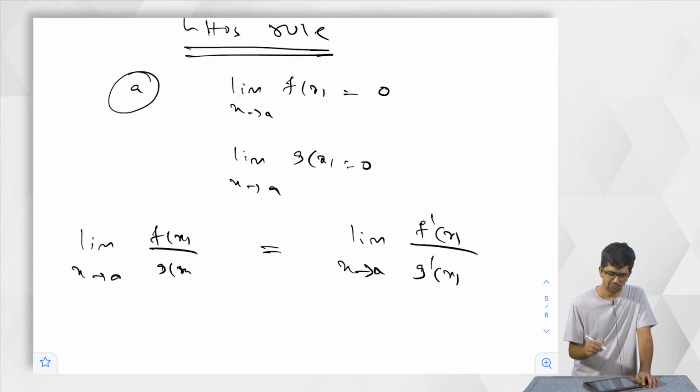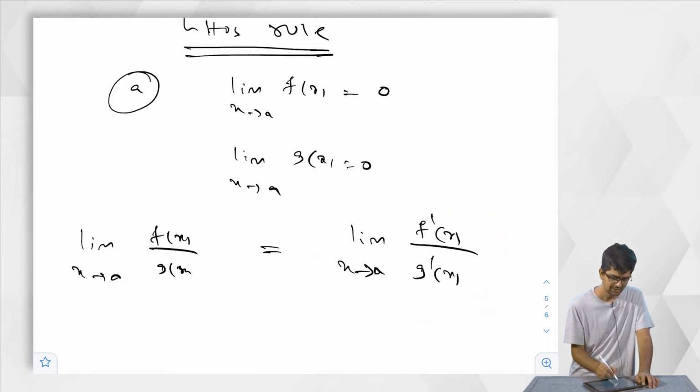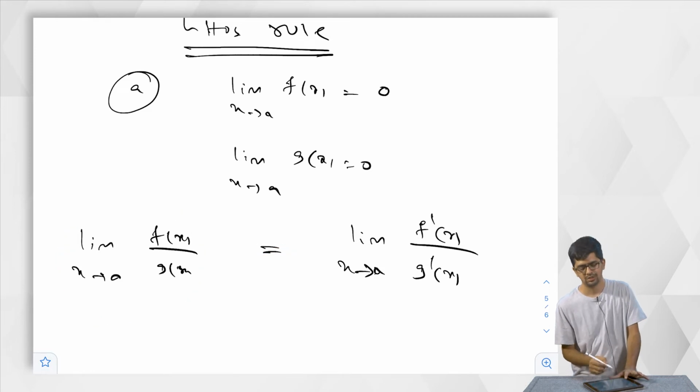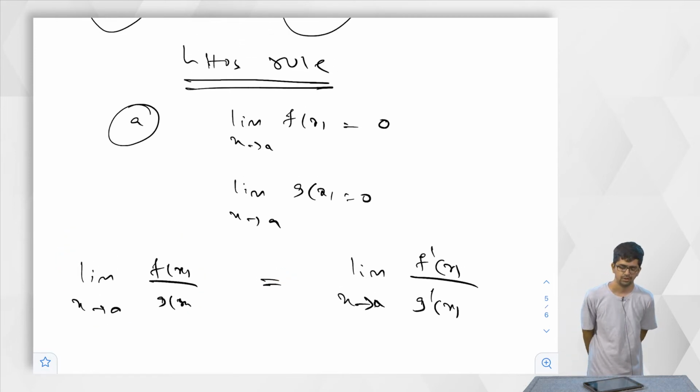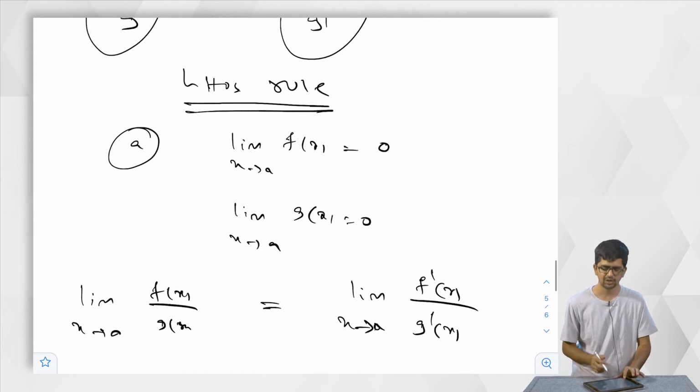So whenever this limit exists, it turns out that this limit exists and they are actually the same. This is what you know as the so-called L'Hospital rule. So let us prove that now. And how do I even think about proving it that way? I mean, what is the first step?